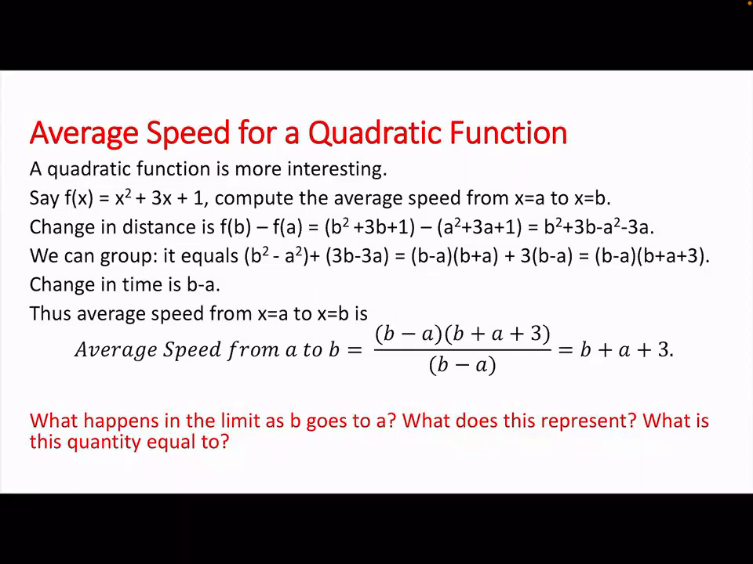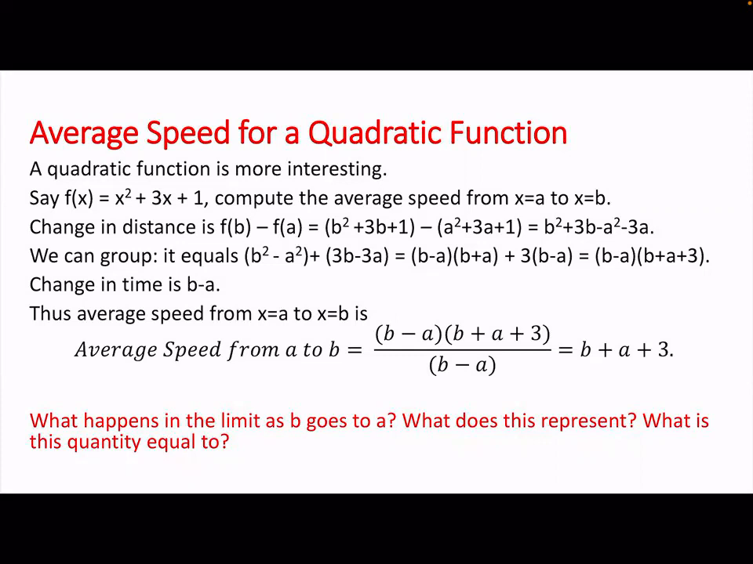Is it 0? It's not 0. So we have b plus a plus 3 as b goes to a. Does the 3 change as b gets closer and closer to a? No. Does the a change as b gets closer and closer to a? No. So what does b plus a plus 3 go to as b approaches a? Would it be 2a plus 3? It would just be 2a plus 3.